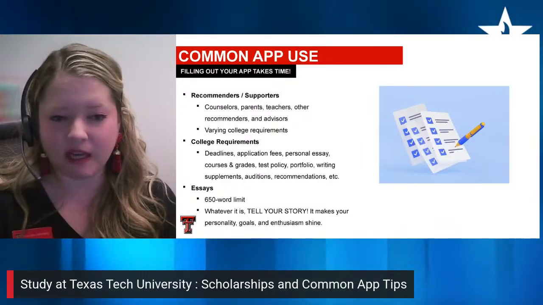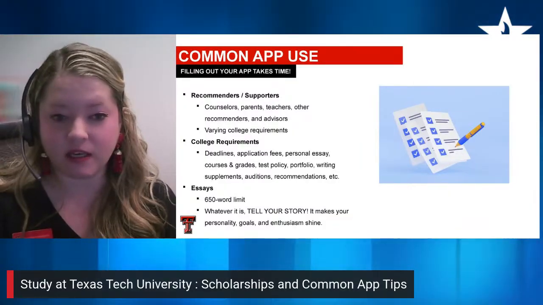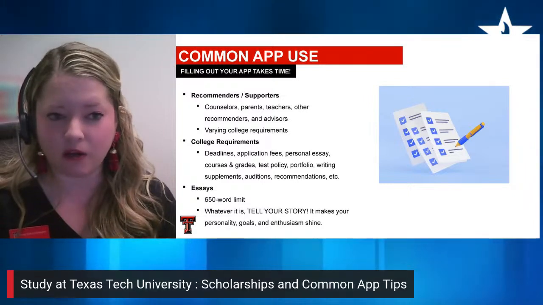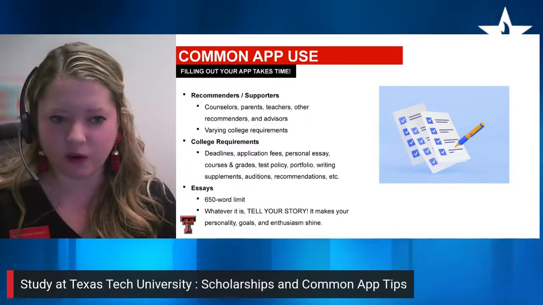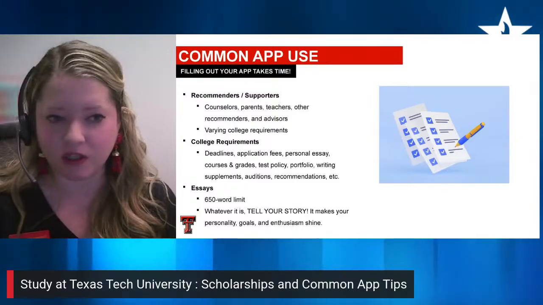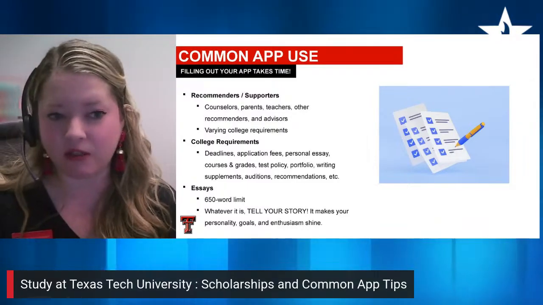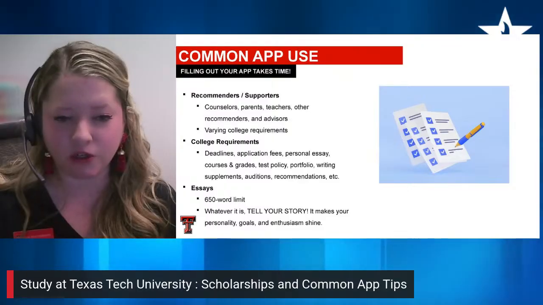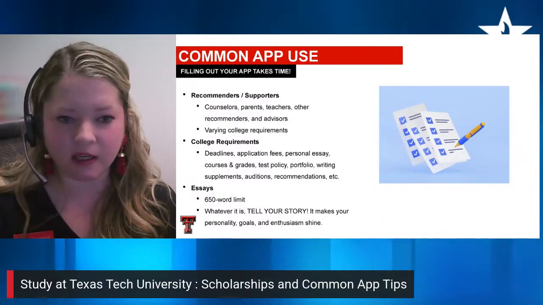And then we have essays. For Common App, there's a 650 word limit. While it's not expected that you have to reach that exact word limit, many students and many recommenders say that for successful applications, you try to get as close to that number as you can.